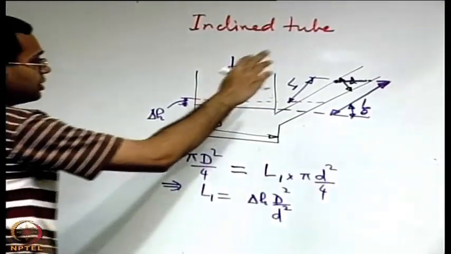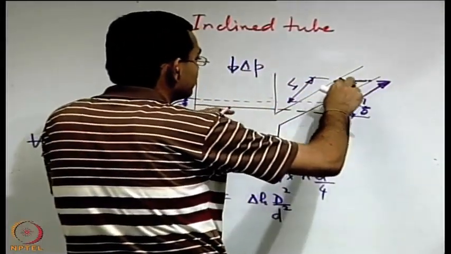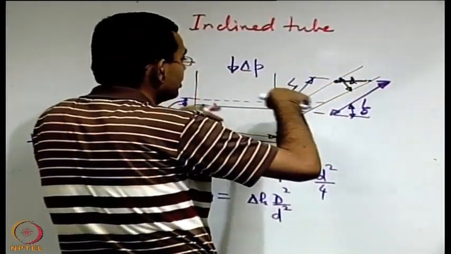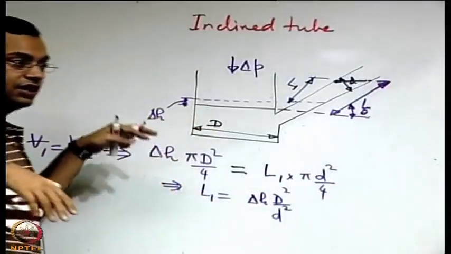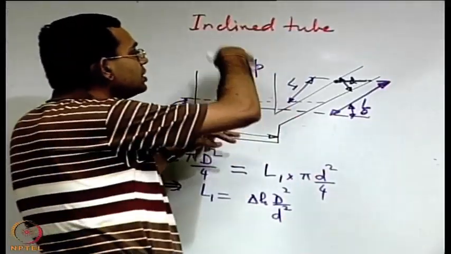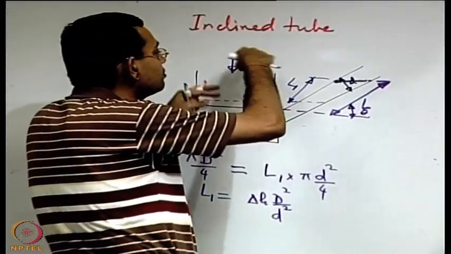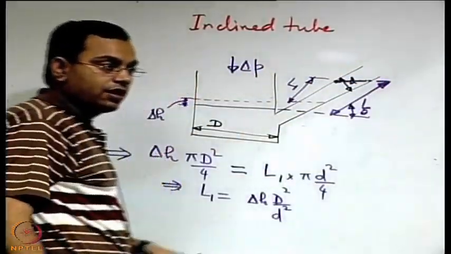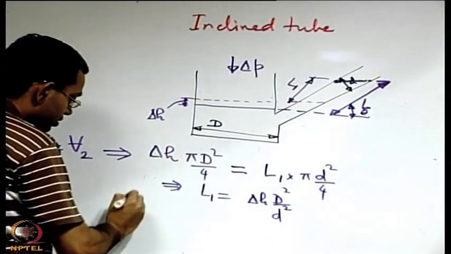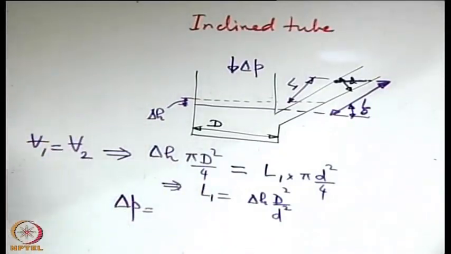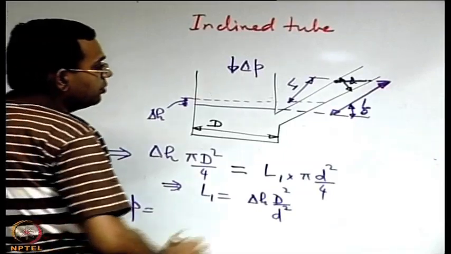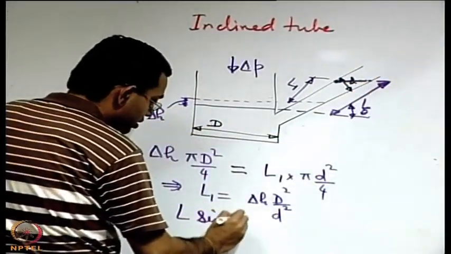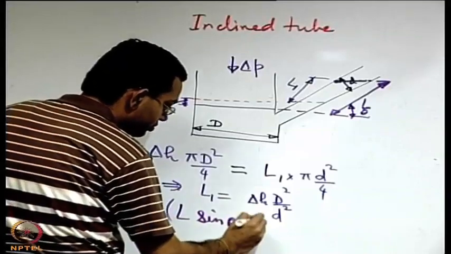Now what is the difference in pressure between the two levels? It is that difference delta P, because if one end is exposed to atmosphere, then the other end is subjected to a pressure of say difference of delta P, then that should give rise to the difference in level. So delta P will be L sin theta into rho into g.